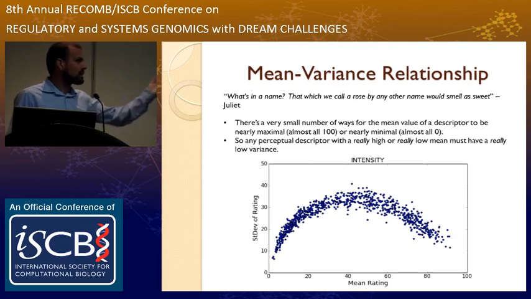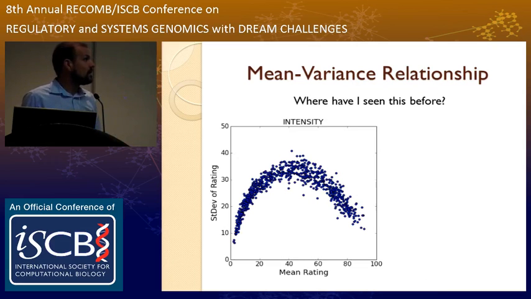So what does that look like? If you just plot the mean versus the variance of these descriptors, you get something like this parabolic shape. And this is for intensity, where you have quite a wide range of values from 0 to 100. Many of the other features you don't have quite as many large values, but you'll see the partial curve traced out. I'll show that in the next slide. So where have I seen a relationship like this before?